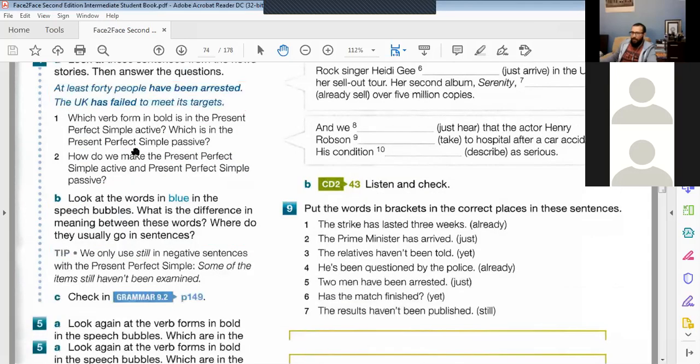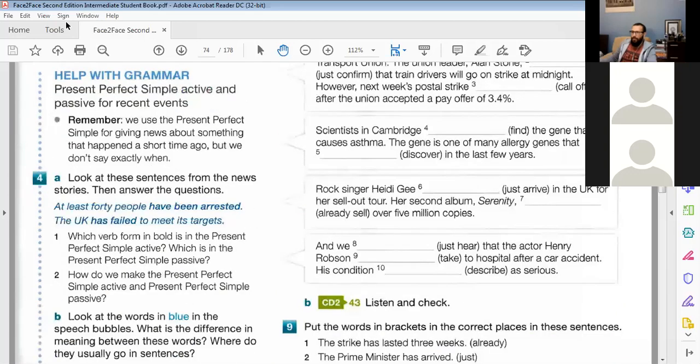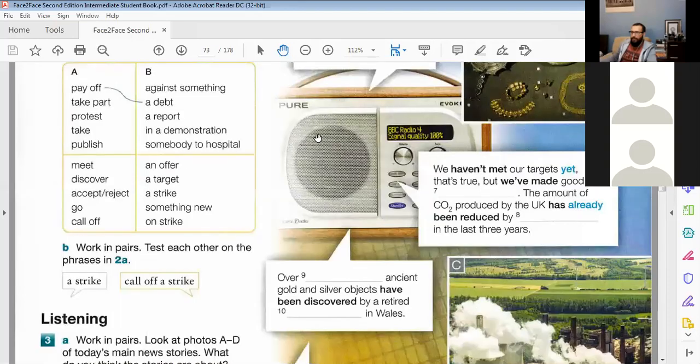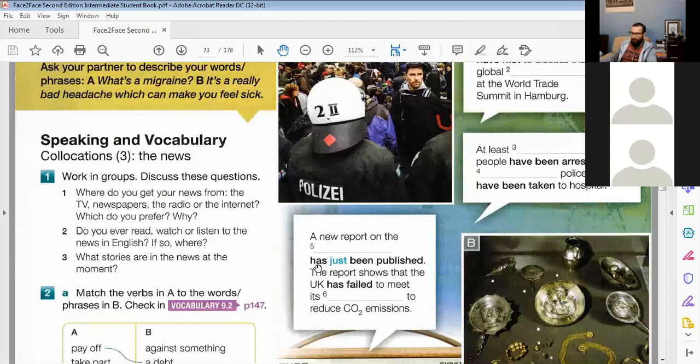Now let's talk a little bit. It says here, look at the words in blue in the speech bubbles. What is the difference in meaning between these words? Where do they usually go in the sentence? Let's take a look. Let me show you the blue words. So let's start with the first one. Here. A new report on the environment has just been published. Just been published. What does this mean?